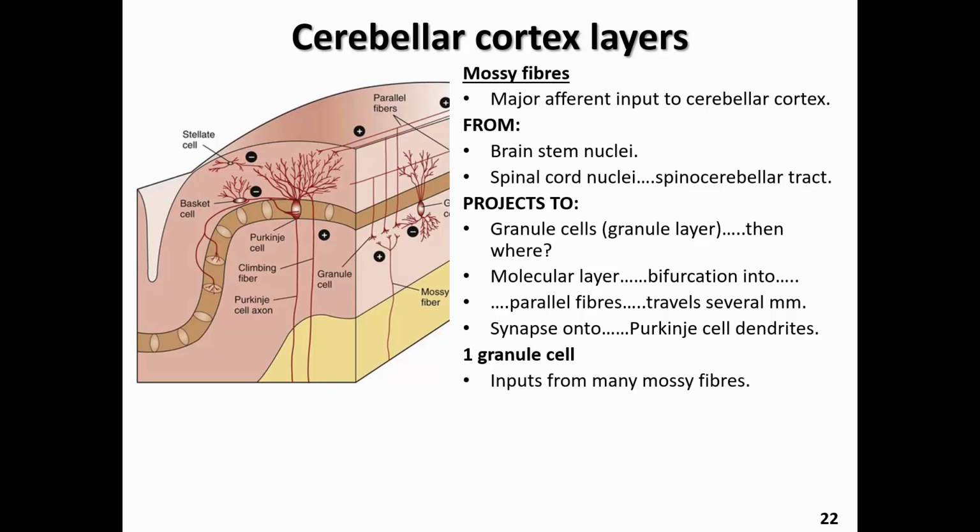So one granule cell receives inputs from many mossy fibers, which are the afferent fibers, and one Purkinje cell having such an extensive dendritic tree serves to increase the probability that synaptic connections will be made. And so by increasing that probability through that extensive dendritic tree, we see that one Purkinje cell receives inputs from as much as 200,000 parallel fibers.